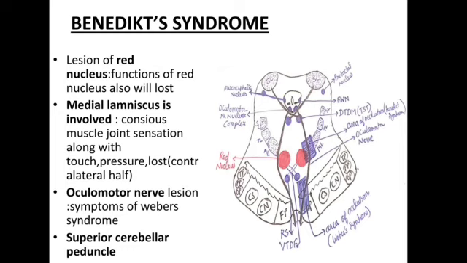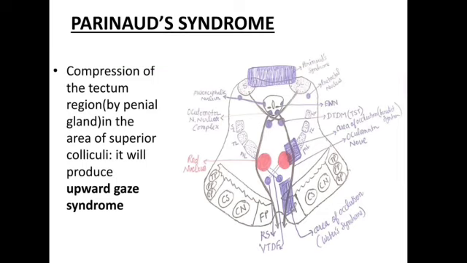Because of lesion of red nucleus, functions of red nucleus also will be lost, and medial lemniscus involvement causes loss of conscious muscle joint sensation along with touch and pressure. These sensations will be lost in the contralateral half. Due to oculomotor nerve lesion, symptoms of Weber syndrome appear. So this is all about Benedict syndrome.